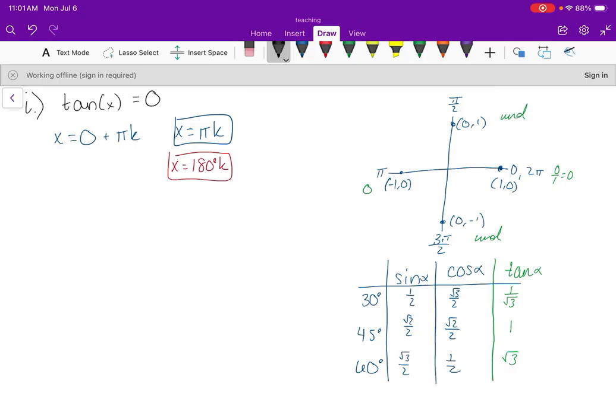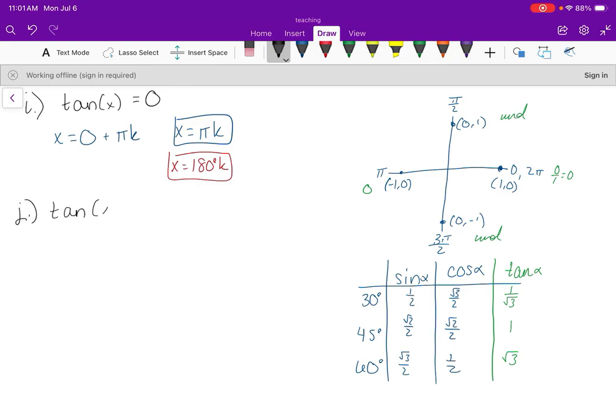Something else to think about is the period for sine and cosine is 2 pi. So we're always adding 2 pi. But for tangent, the period is just pi. So we just add pi. I'm going to do another one for tangent. So let's do one with the table.